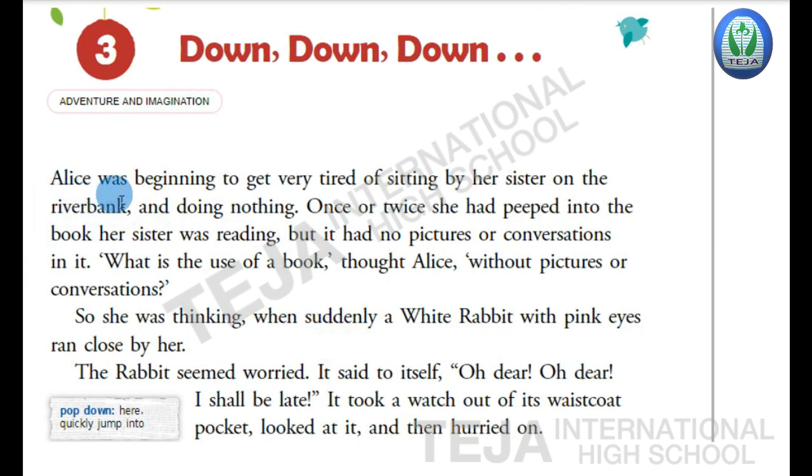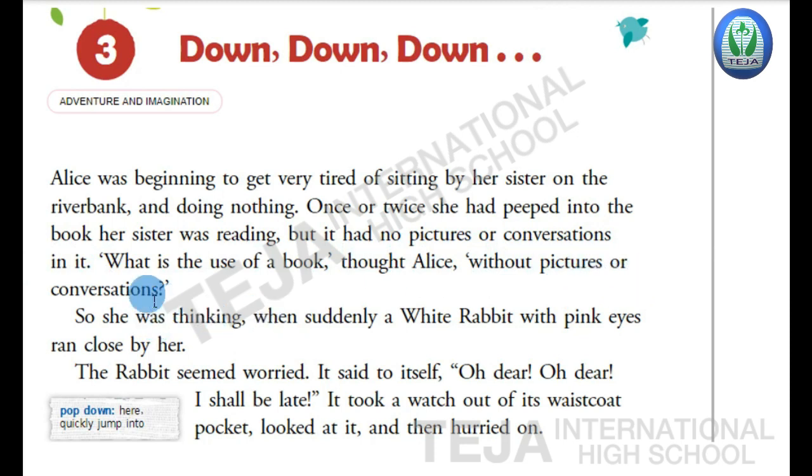Here, Alice was beginning to get very tired of sitting by her sister on the river bank and doing nothing. Once or twice she had peeped into the book her sister was reading, but it had no pictures or conversations in it. What is the use of a book, thought Alice, without pictures or conversations?